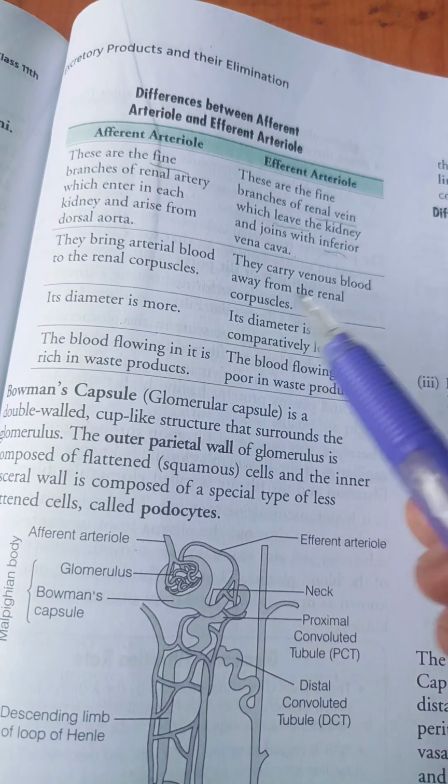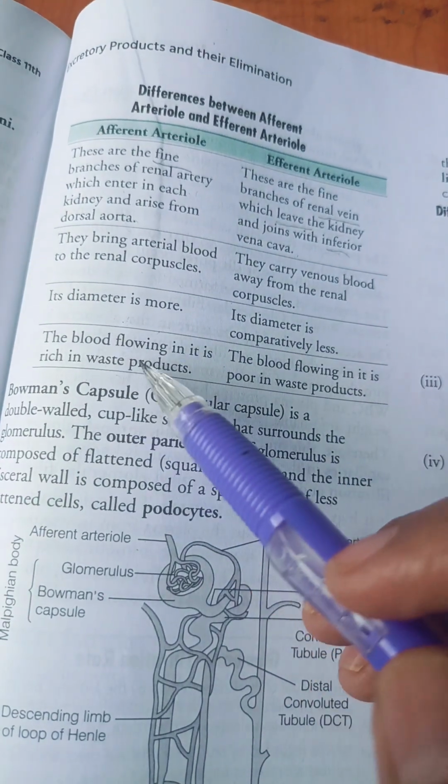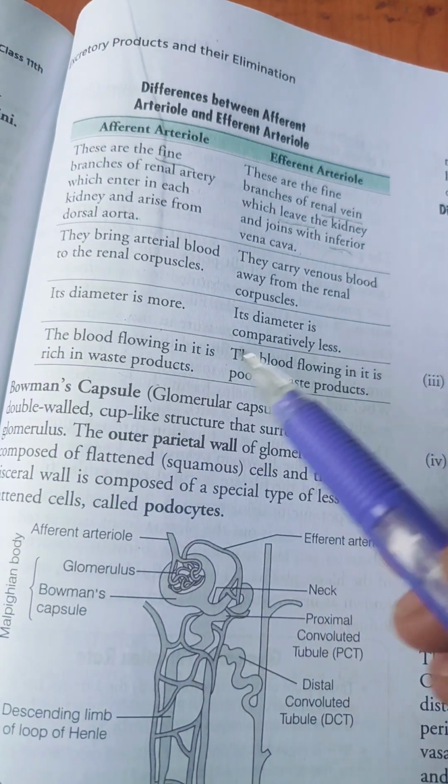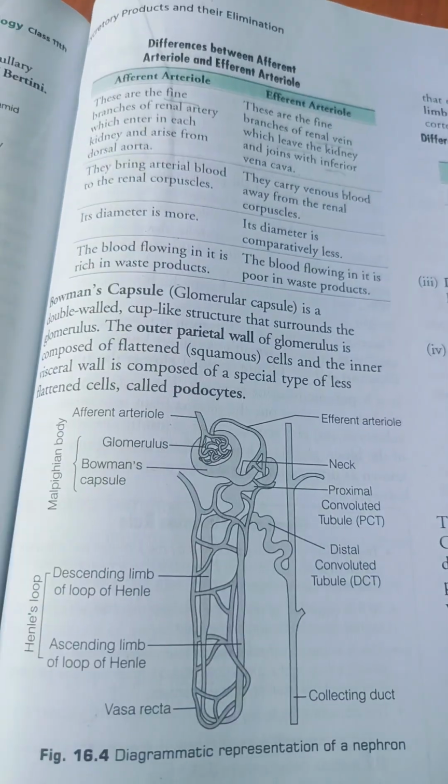Afferent diameter is more, efferent diameter is comparatively less. The blood flowing in the afferent is rich in waste products. The blood flowing in the efferent is poor in waste products.